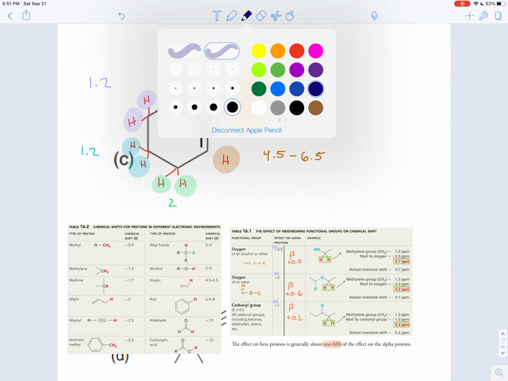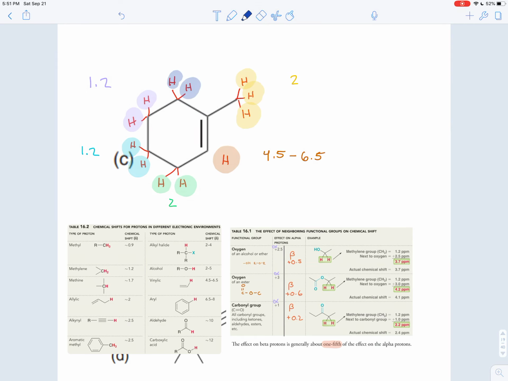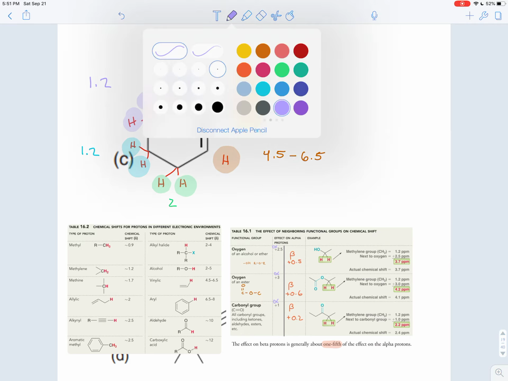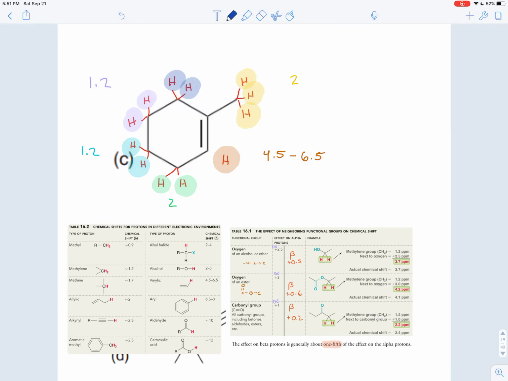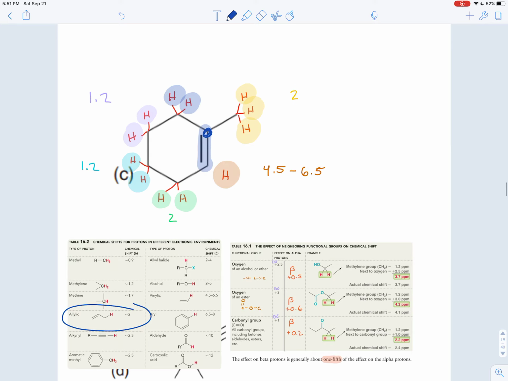Then we have these hydrogens here. And those hydrogens, you might at first blush be tempted to say are CH2 methylene hydrogens, but they're 1 atom away from an atom in a double bond. That makes them allylic. And so the signal for them should be around 2.